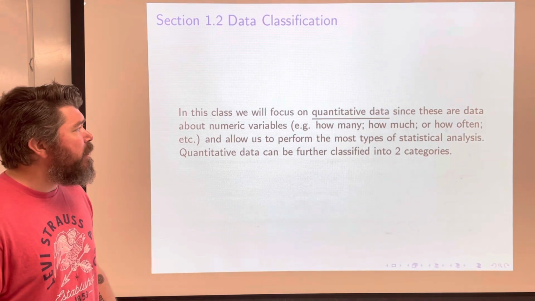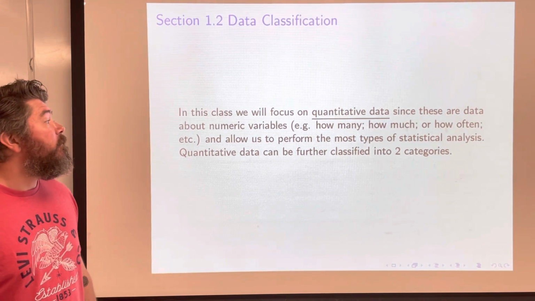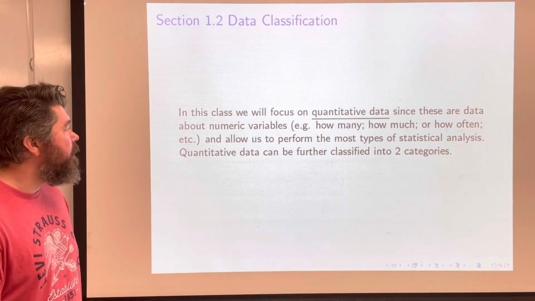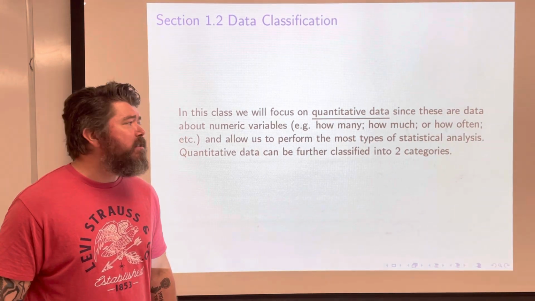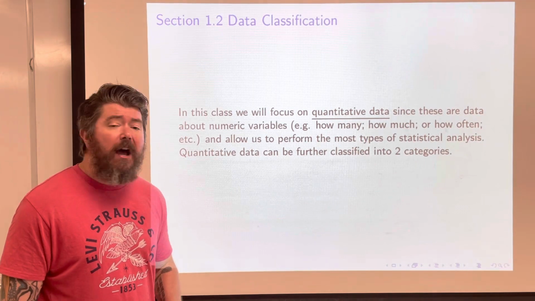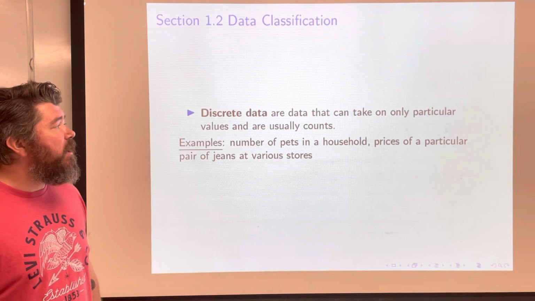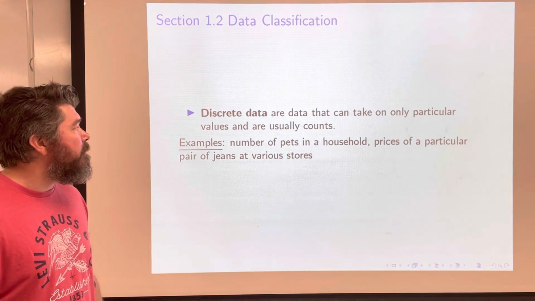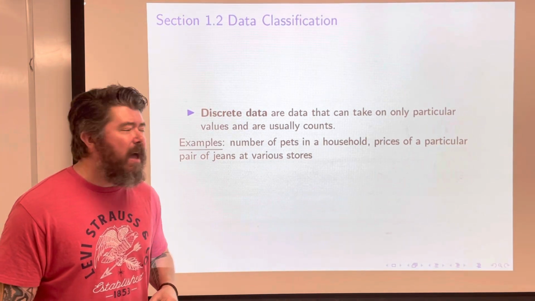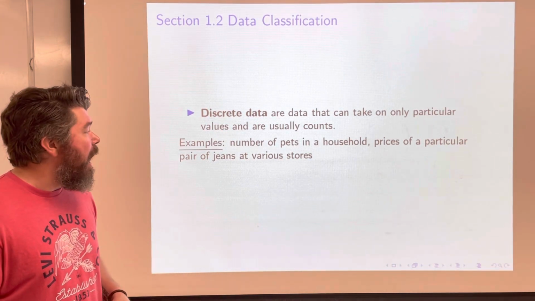In this class, we will focus on quantitative data, since these are data about numeric variables. For example, how many, how much, how often, and so forth, and they allow us to perform the most types of statistical analysis. Quantitative data can be further classified into 2 categories. Discrete data are data that can take on only particular values and are usually counts. Some examples are number of pets in a household or prices of a particular pair of jeans at various stores.